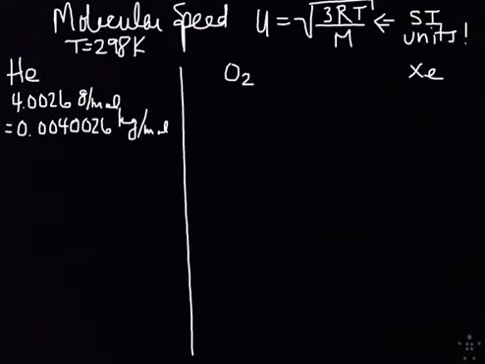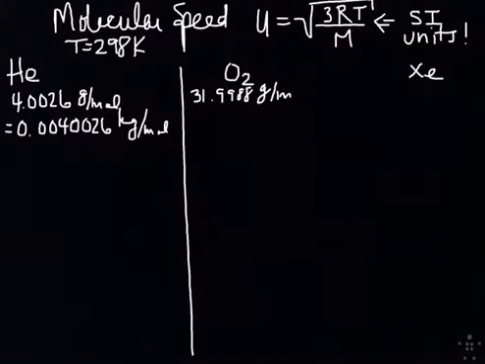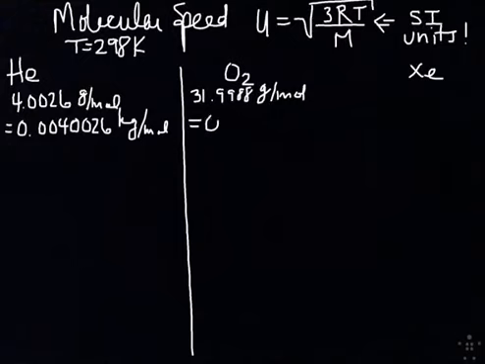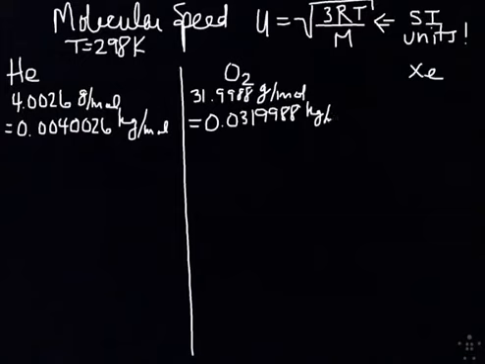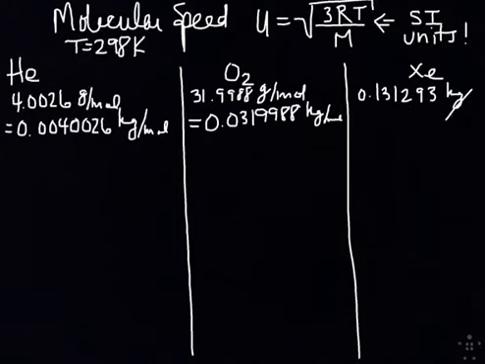O2 is going to be 2 times 15.9994, or 31.9988 grams per mole. So that's 0.0319988 kilograms per mole. And then for xenon, we've got 131.293, so 0.131293 kilograms per mole.